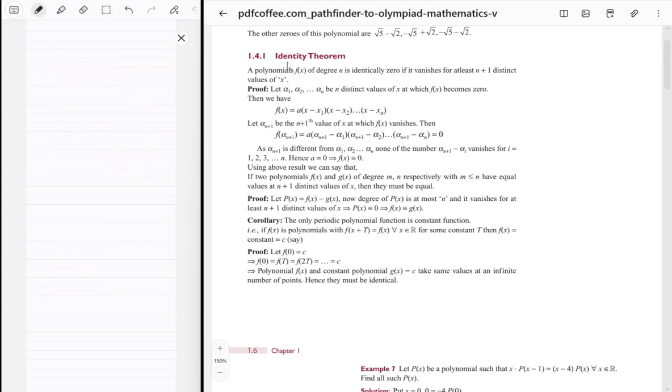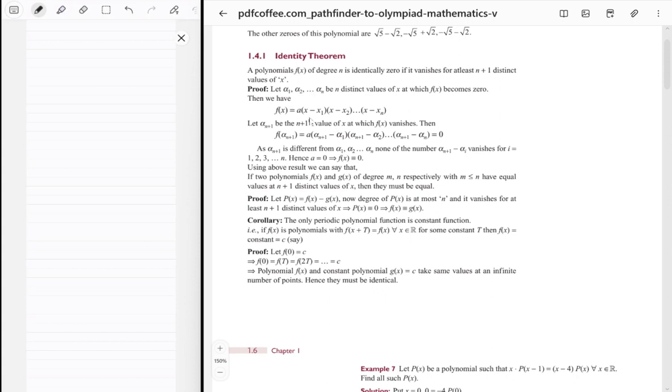What else? Identity theorem. A polynomial of degree n is identically 0 if it vanishes for at least n plus 1 distinct values of x. Oh, yeah, of course. We know that f of x can be assumed to be this thing. So if it has degree n, then it can be thought of as this, right? We assume its degree is n. They are saying polynomial of degree n, but where we will actually use this is with the assumption that it might have degree n or less.